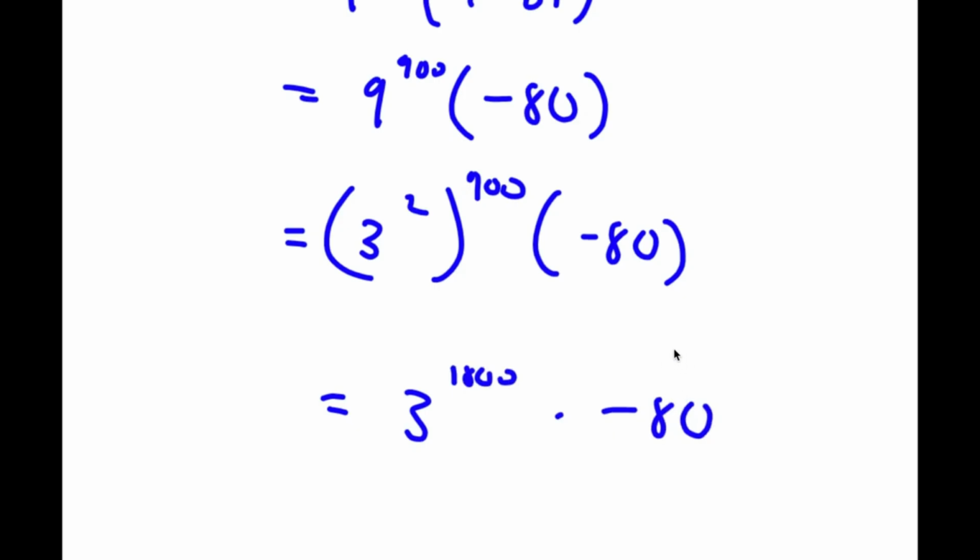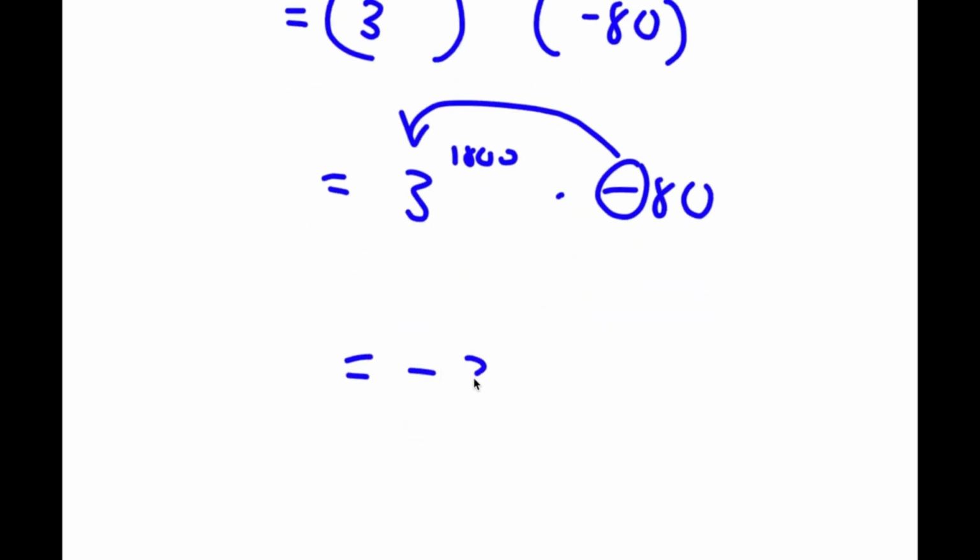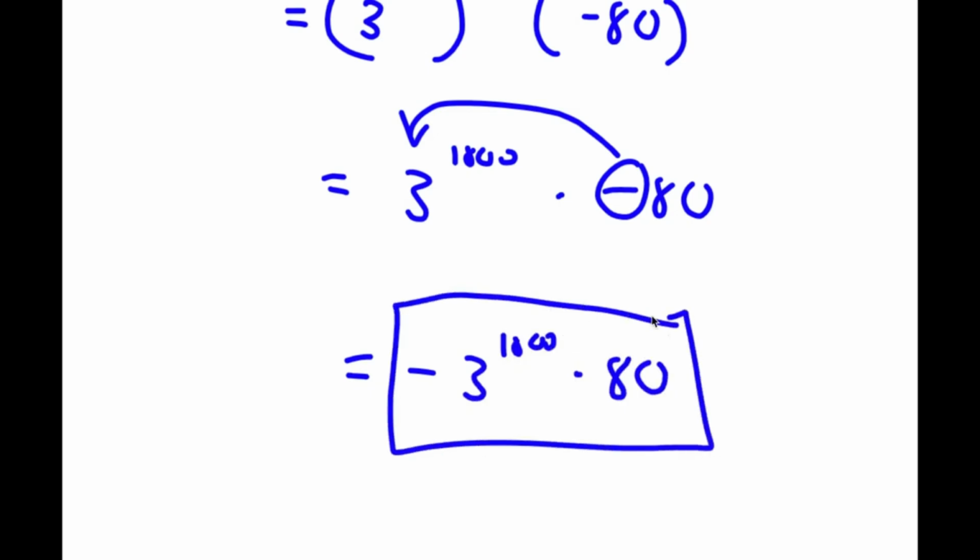So I can actually move this negative sign to the front. So this is actually going to equal negative 3 to the power of 1800 times 80. So this is my answer. Now, a second method of solving this problem.